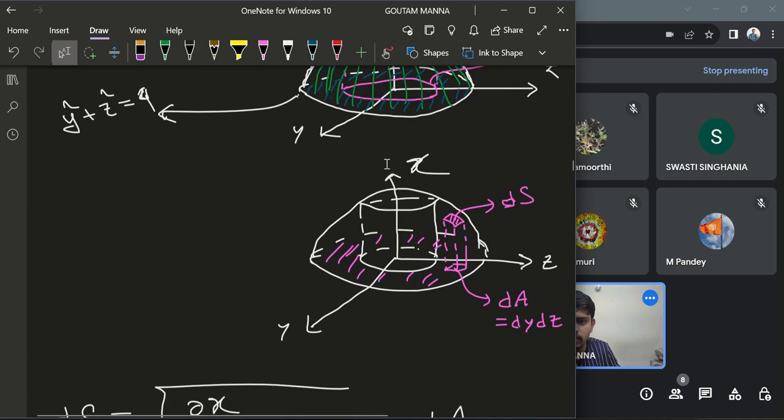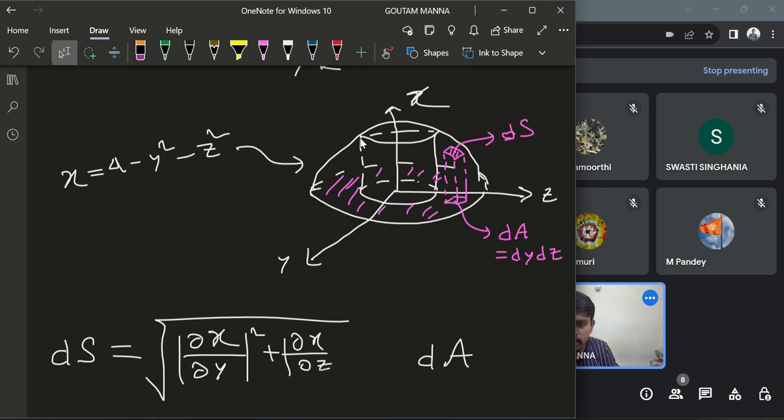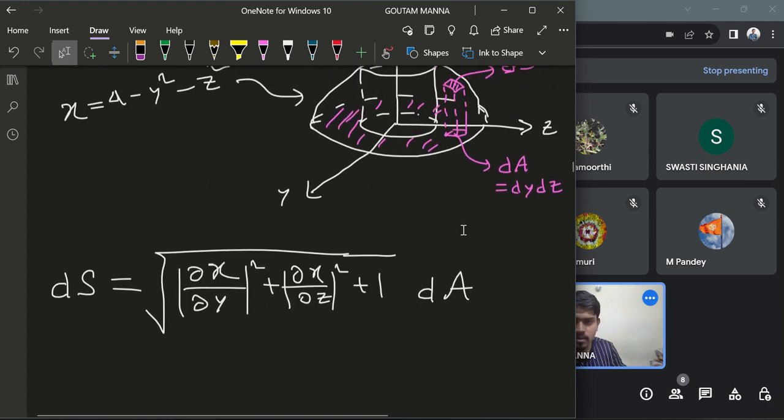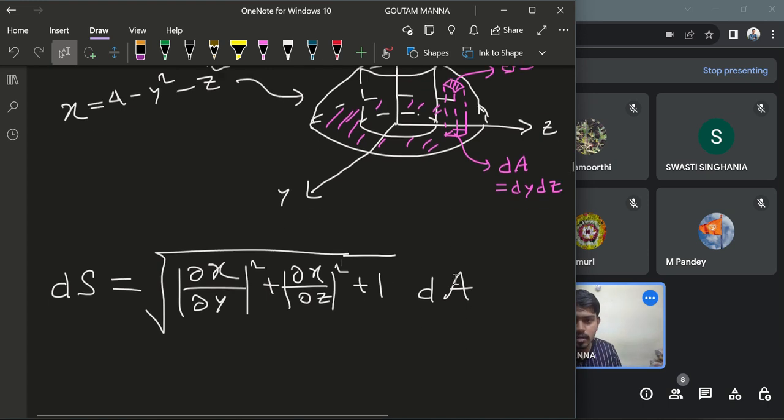The equation of this paraboloid is given by x equals 4 minus y square minus z square. So this is the equation of the paraboloid. Then this factor will be the square root of mod del x del y square plus mod del x del z square plus 1. If one takes an area element dA in this plane and multiplies it with this factor, you will get the area element on this curved surface.